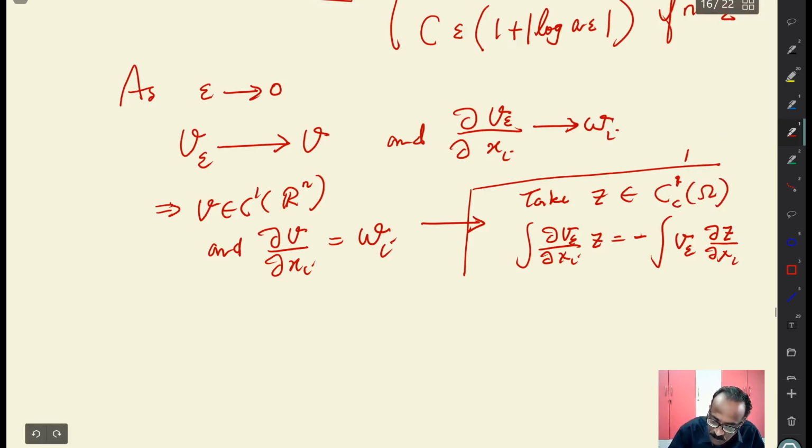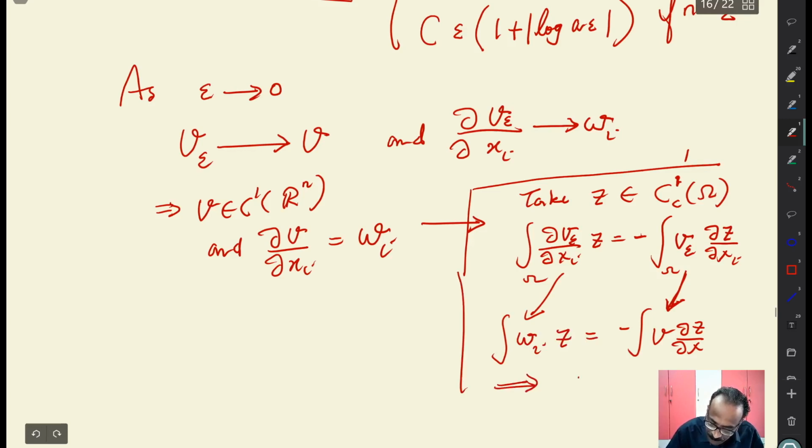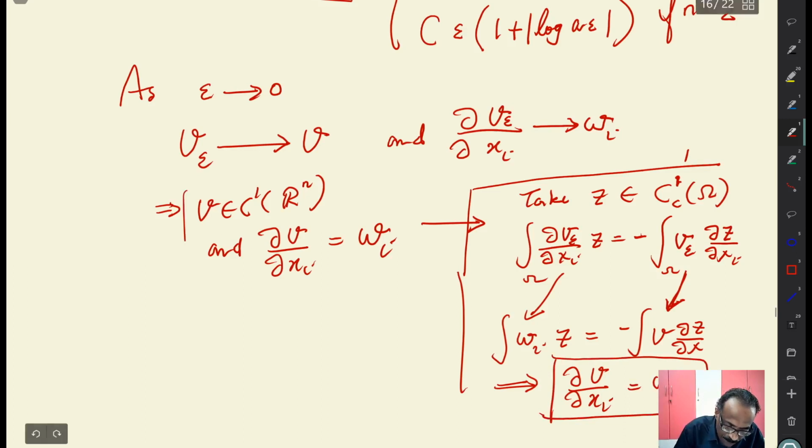So there is no boundary term. But v epsilon converges to v, so this converges to minus integral over v dz by dxi, and this you have shown converges to integral over wi z. So you have this equality, which will imply dv by dxi equal to w. Okay, so you have proved the theorem here.